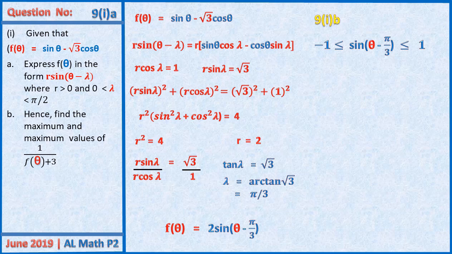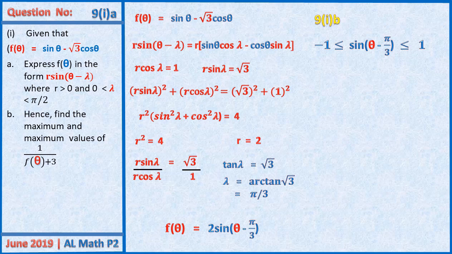The B part says that we should now find the maximum and minimum values of 1 over f(theta) plus 3. So we'll start by first of all working with f(theta). Our f(theta) here is 2 sin(theta - pi/3). Note that the first thing to write down here is sin theta lies between minus 1 and plus 1. So sin(theta - pi/3) will lie between minus 1 and plus 1.